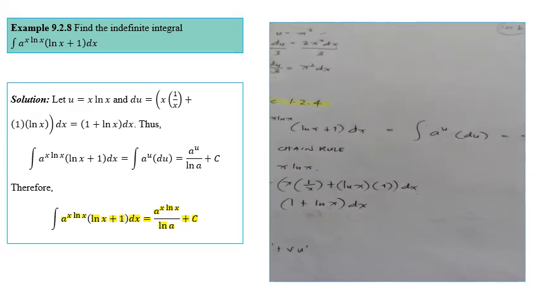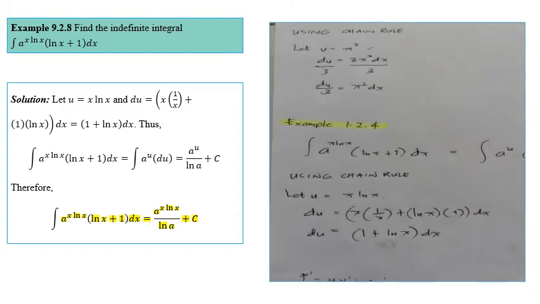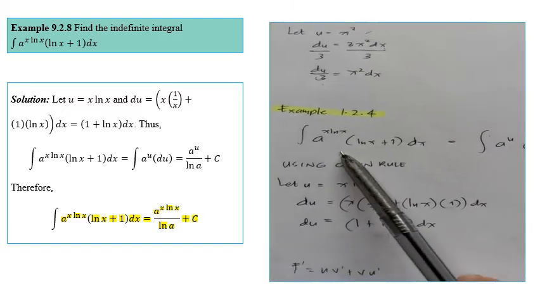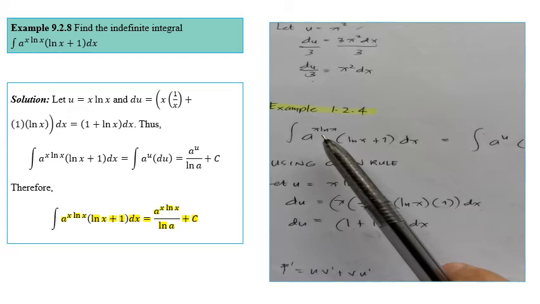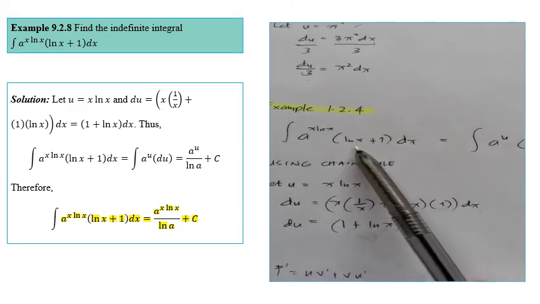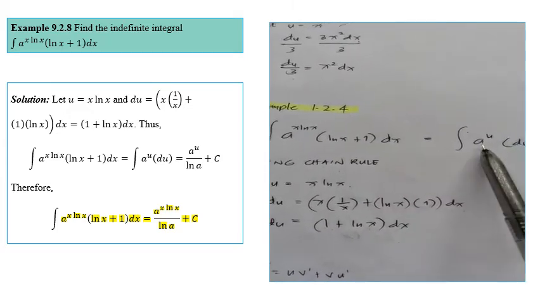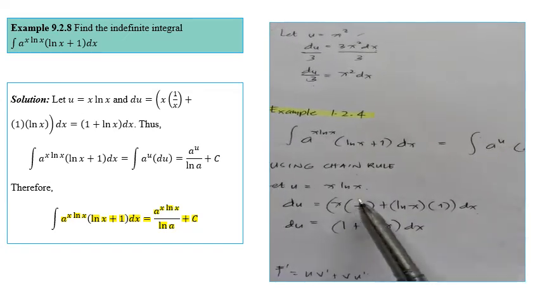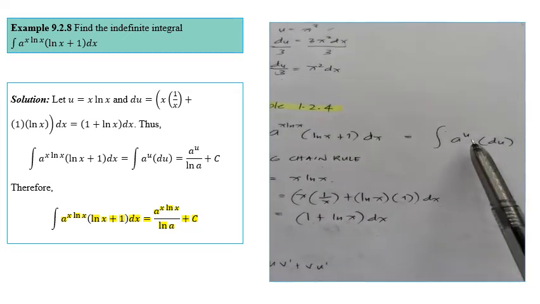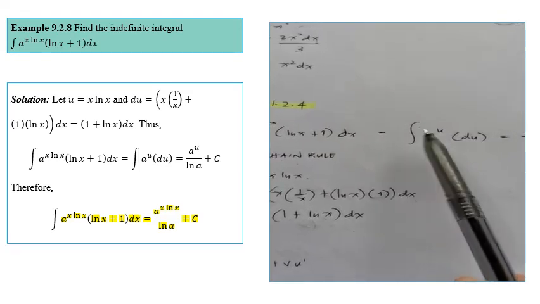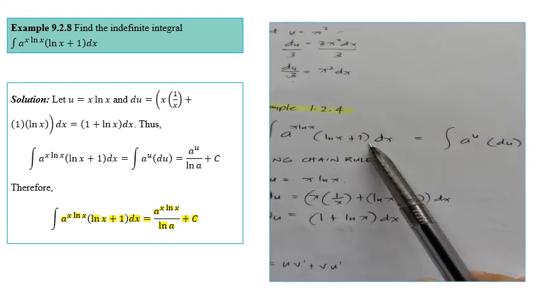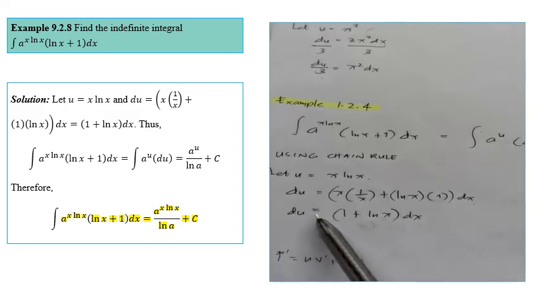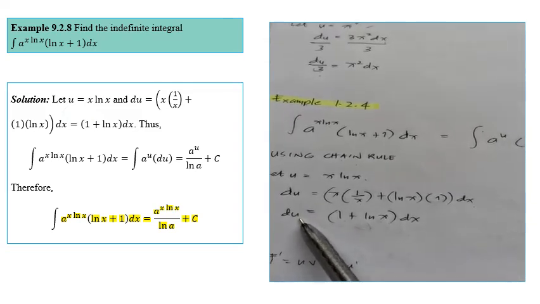So now we can substitute. This is our given: a raised to the power of x ln of x, times ln of x plus 1 dx. Since this exponent is what we let as u, it becomes a to the power of u. And this ln of x plus 1 dx is what we got as the derivative of variable u.